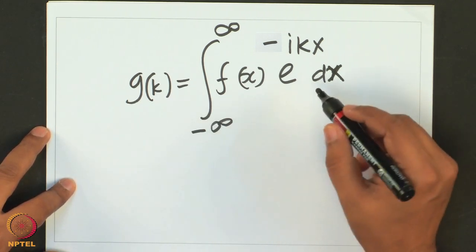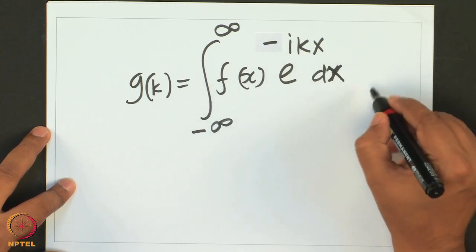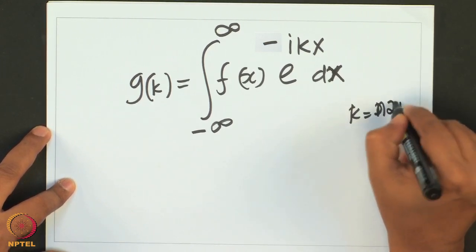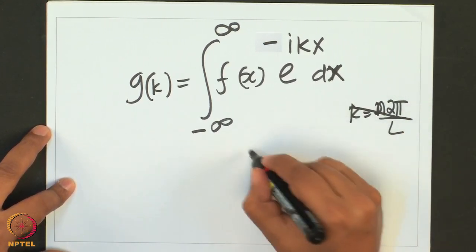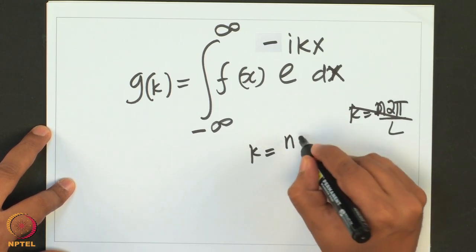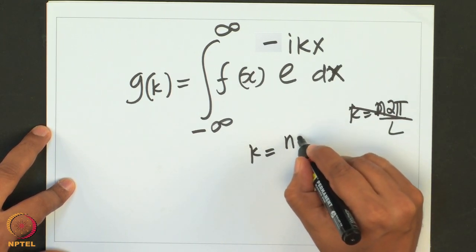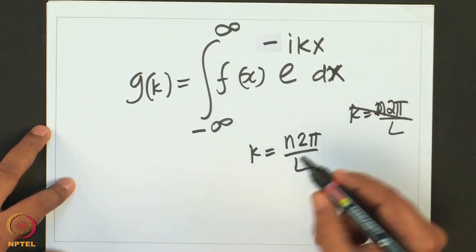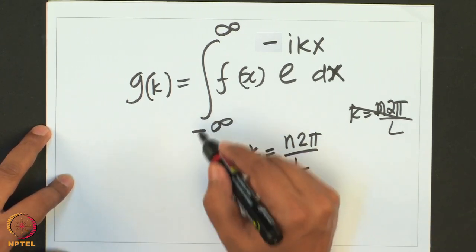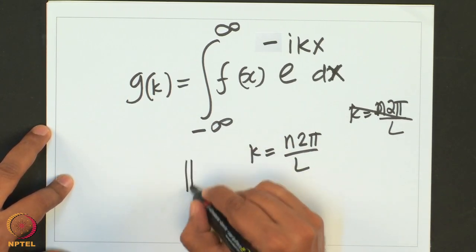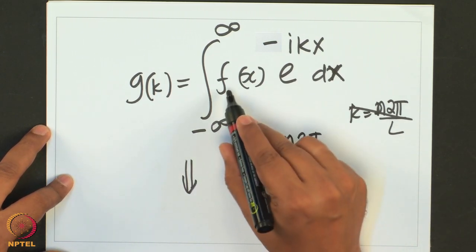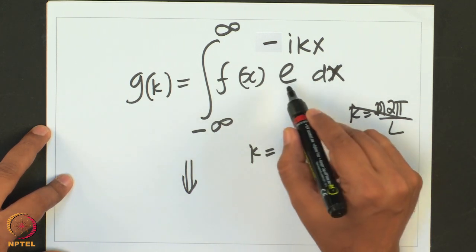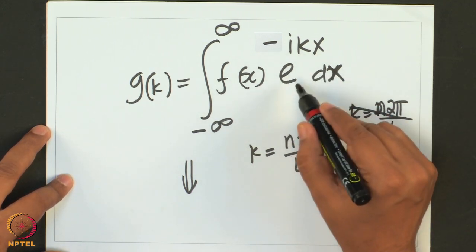Now, k can be appropriately defined, like k can be defined as 2 pi by L, n 2 pi by L and all that. So if I define k as n 2 pi by L, I can write this as a sum if I want. Then this has a connection with Fourier series. You might remember, you have an f of x, you multiply with e power i kx, or sin x or cos x, because I can write this as sin x and cos x.